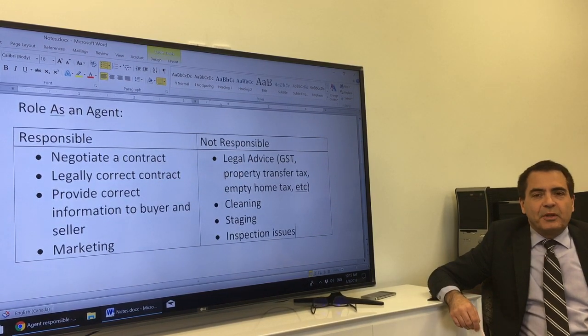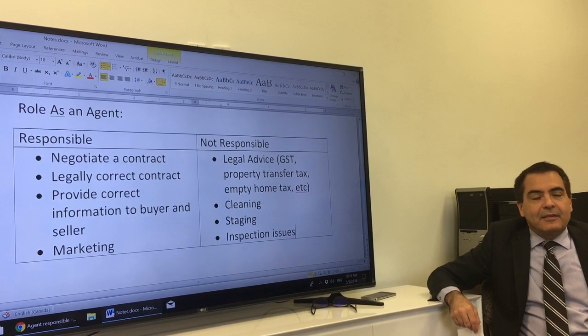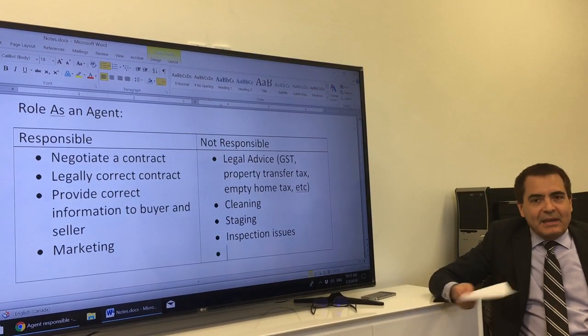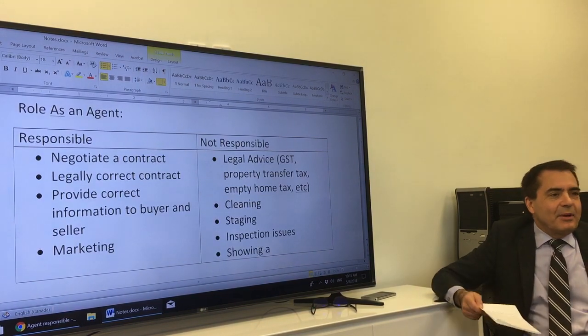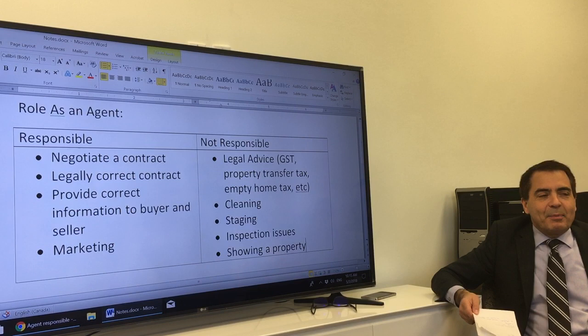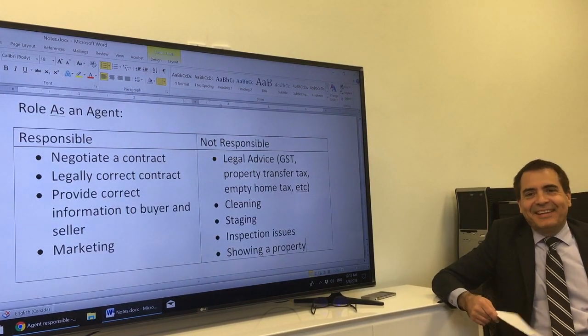Are you responsible for showing the property to buyers? Not if they have an agent. If you're a seller's agent, technically not. Many of us in this room think that you are, but think about other cities. In BC, the seller's agent never goes to the property after the listing is signed. It's 100% on lockbox.